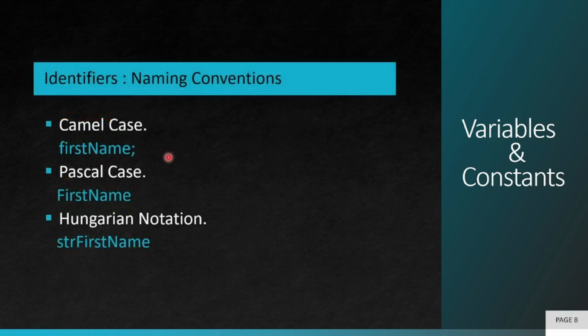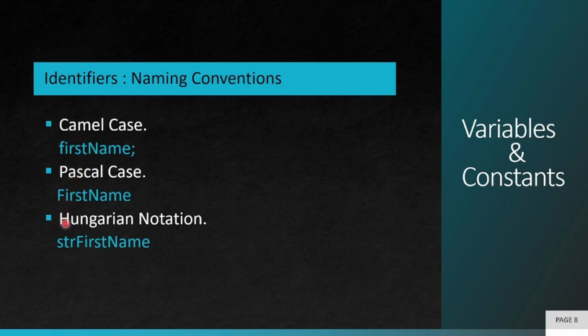In terms of naming conventions, here are three popular naming conventions that have been around in the C language family. We have camel case, Pascal case, and Hungarian notation. With camel case, as you see, I have bolded here the first letter of the first word, which is lowercase, and the first letter of every word after that starts with an uppercase. With Pascal case, the first letter of every word is an uppercase.